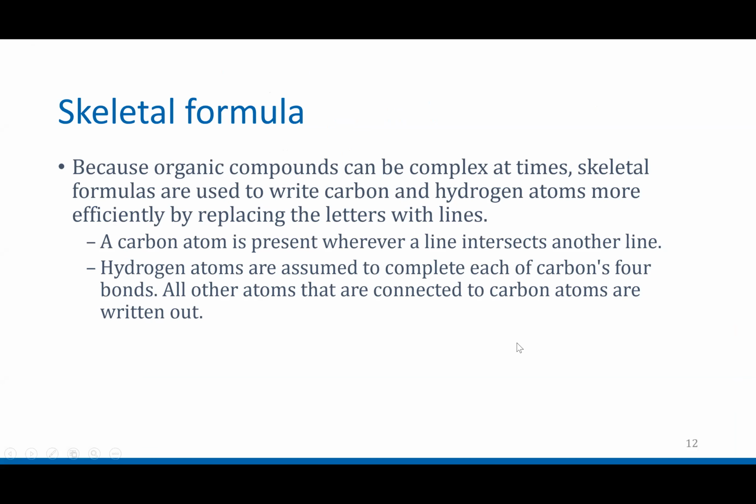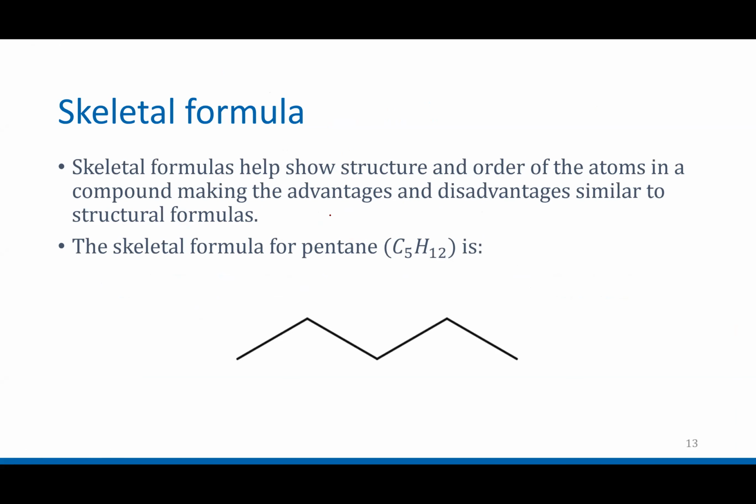Okay, so skeletal formulas are the best. Organic compounds can be complicated, so this allows us to skip writing carbon and hydrogens. We replace the letters with lines. It's called skeletal because it looks like a skeleton. If you imagine a human person, but you stripped away everything except the skeleton on the inside, that's what this is. We're stripping away all of the carbon and hydrogens. We don't need them there. So skeletal can be very, very easy.